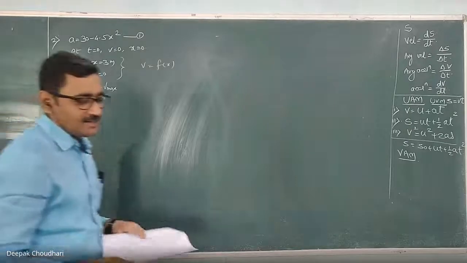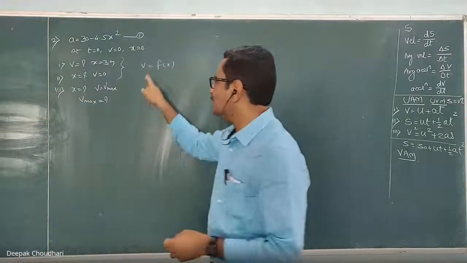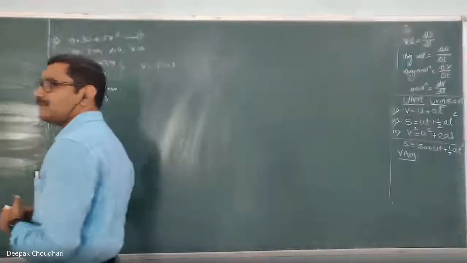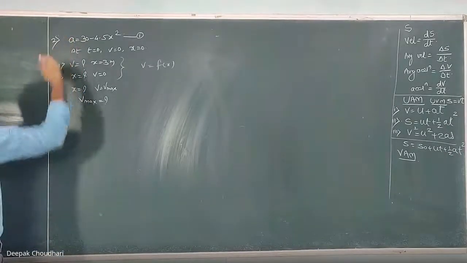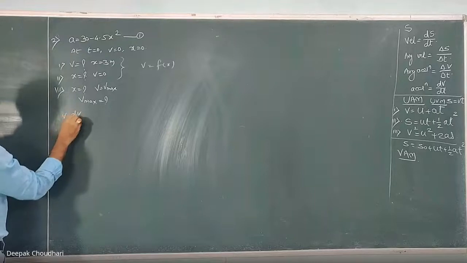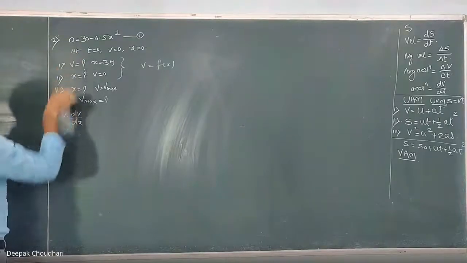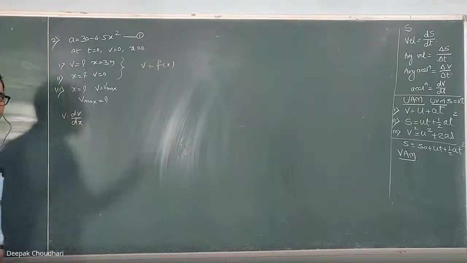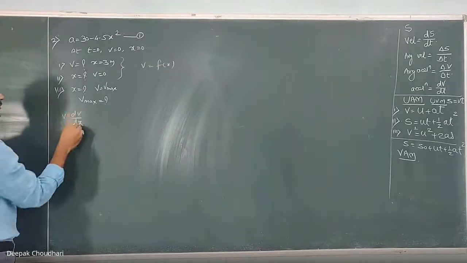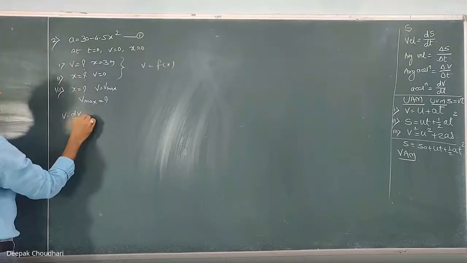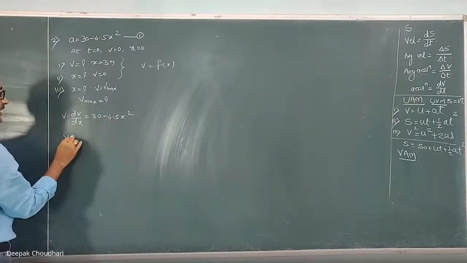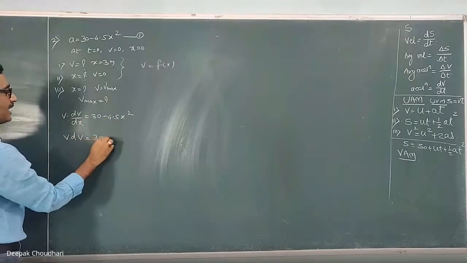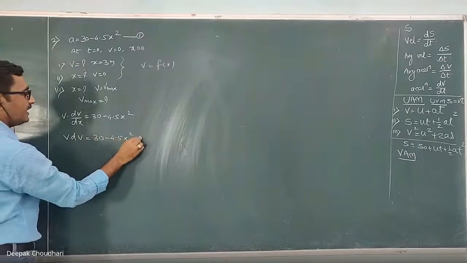In fact, all three sub-questions you can solve if you know the equation of v as a function of displacement, and that we have written by replacing this a by v into dv by dx. Don't replace it by dv by dt. If you replace it by dv by dt, then there will be three variables. So we have replaced this a by v into dv by dx, which is equal to 30 minus 4.5 x square. So v into dv equal to 30 minus 4.5 x square dx.